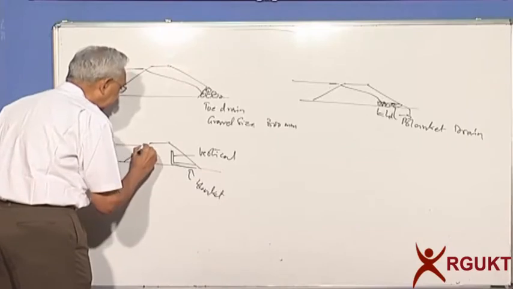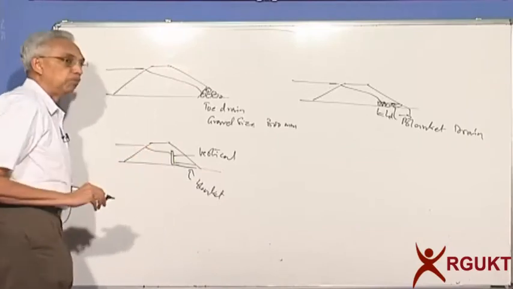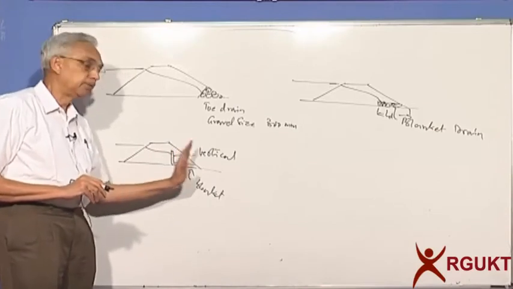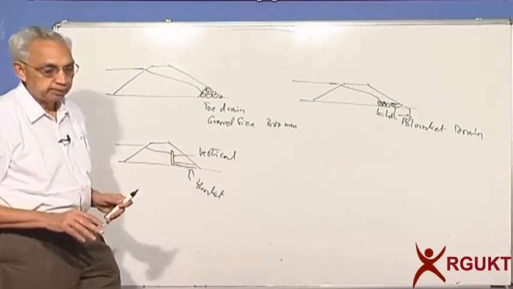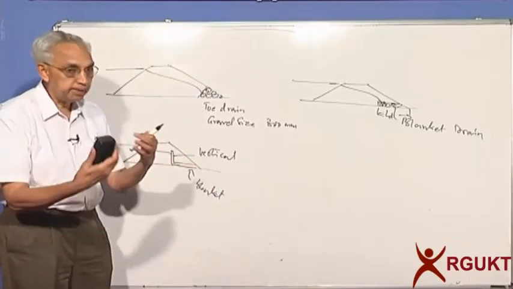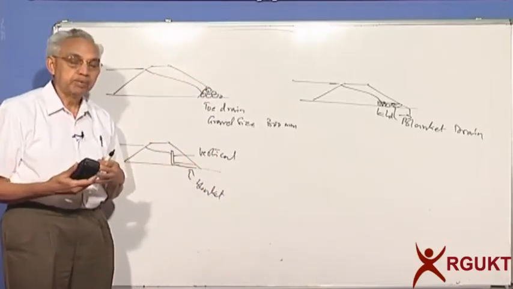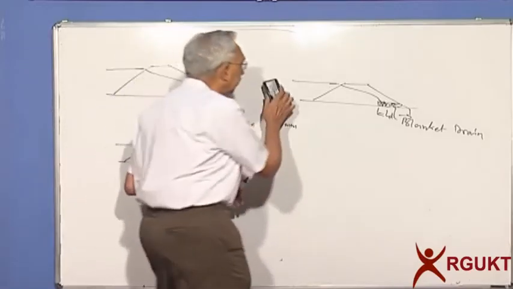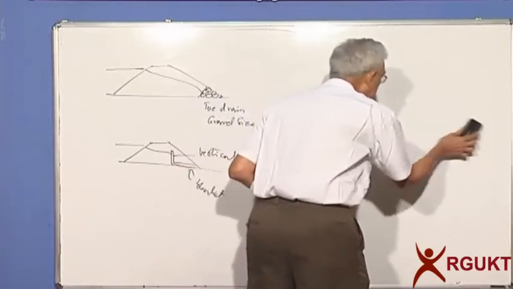And in this case, the water is intercepted at a fairly high elevation. It doesn't go to the bottom at all. So these are the various alternatives of trying to depress the top phreatic line into the embankment. Now you can combine the confined and unconfined flow.